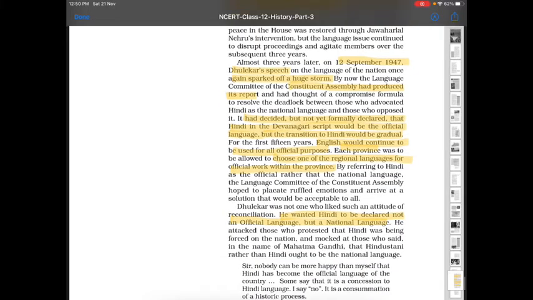And he attacked those who protested that Hindi was being forced on the nation, and mocked those who said in the name of Mahatma Gandhi that Hindustani rather than Hindi ought to be the national language. He also mocked many people who were following this idea of Hindustani, saying that Hindustani should not be the national language, rather Hindi should be the language of the nation.